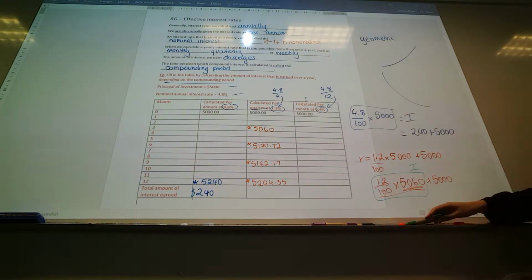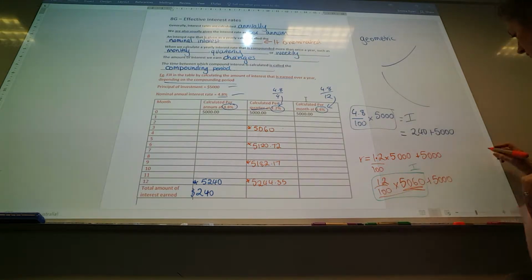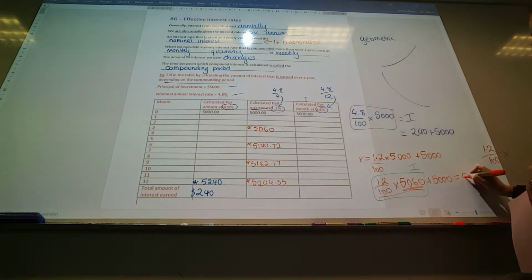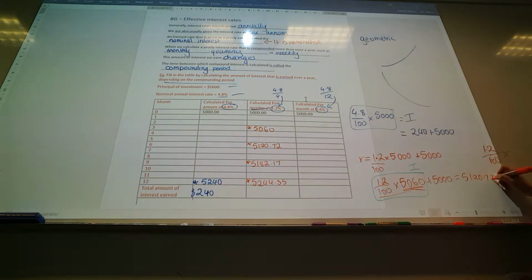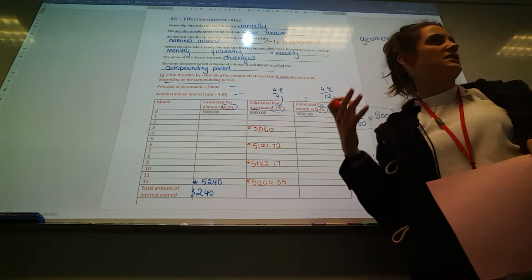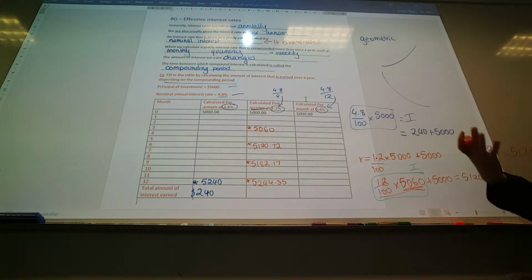Is that making sense? Yep. So then the next one, we would have 1.2 over 100 by, so that equaled 5120.72, so that would have that number in it. Is that making sense? You won't have to fill out a table like this, we're just going through it so we can see what happens with different rates and what happens when we compound them differently. That's why we're going through this.